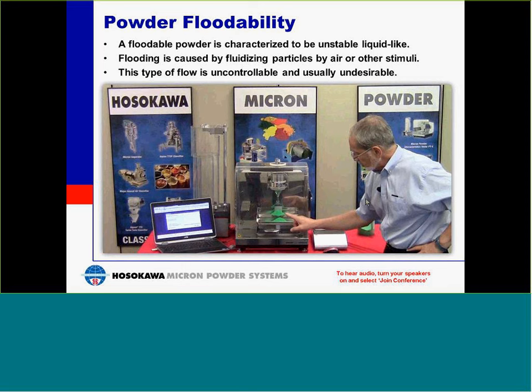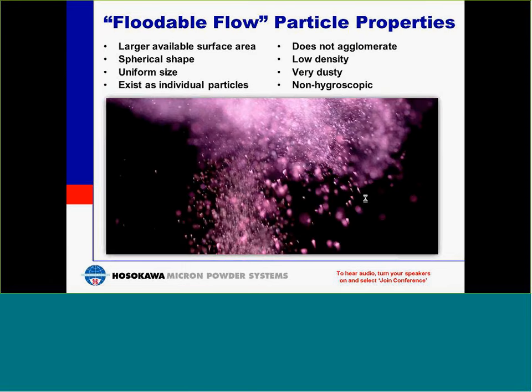Okay, flowable powder, the attributes. Now that we've looked at smaller particles, we look at the larger surface area or the larger particle size. The material has a tendency not to agglomerate or show cohesion. Your density is low, which is kind of common with the larger particle size. And viscosity.